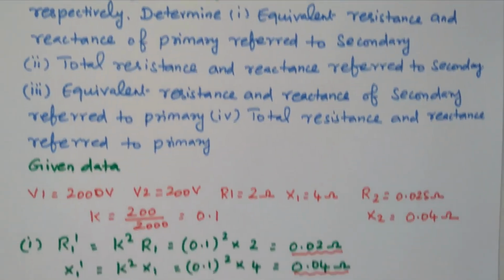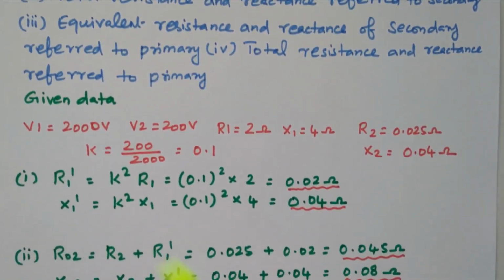So, the data given are: V1 is 2000 volt, V2 is 200 volt, primary voltage is 2000, secondary voltage is 200 volt. Then R1 is given as 2 ohm, primary side resistance, primary side reactance X1 is 4 ohm. Similarly, secondary side resistance 0.025 ohm, secondary side reactance 0.04 ohm. So, we know that we can transfer all the data from primary to secondary as well as secondary to primary. For example, this R2 and X2 can be transferred to the primary side.